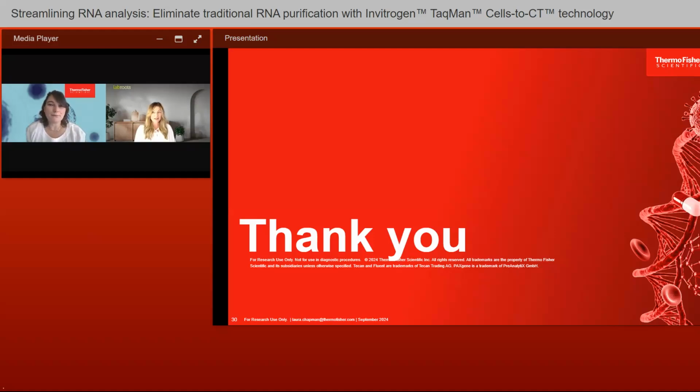Are cells-to-Ct kits compatible with both adherent and suspension cells? Yes, they are. The adherent cells are a lot easier to work with because you're able to vacuum or pipette off the media, and also for the PBS wash that's indicated. But you can also use them for suspension cells. Suspension cells in general are just more challenging to pellet and wash because they don't adhere.